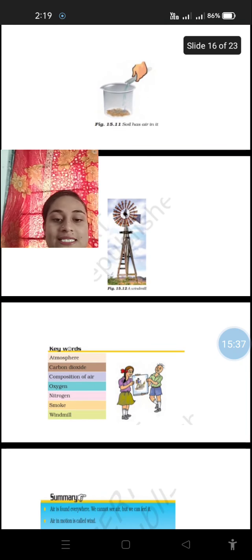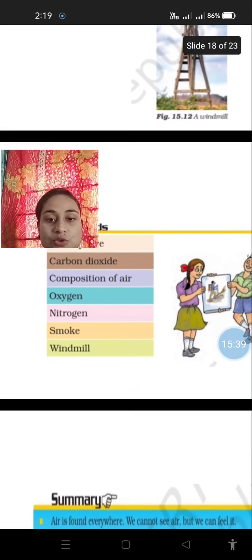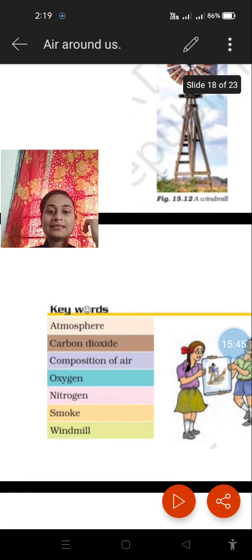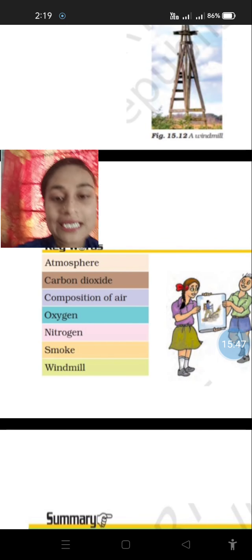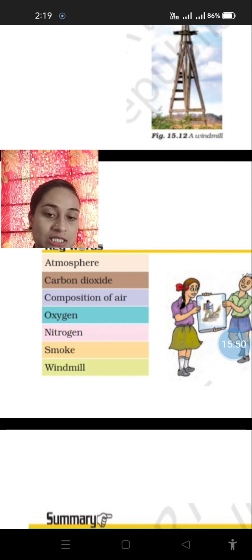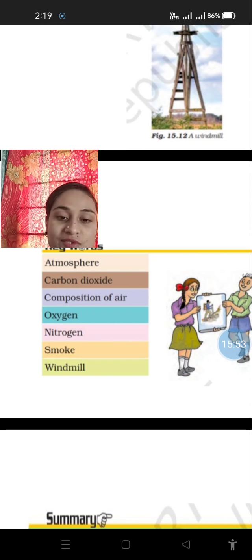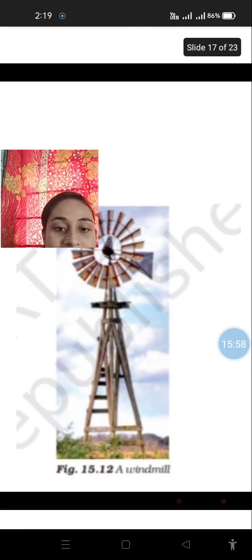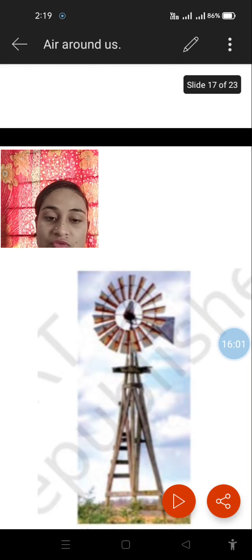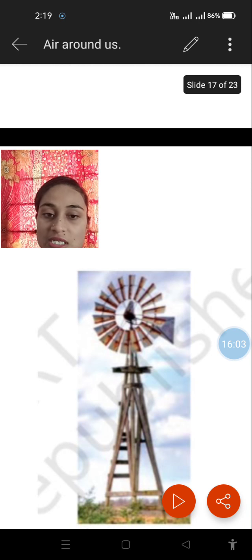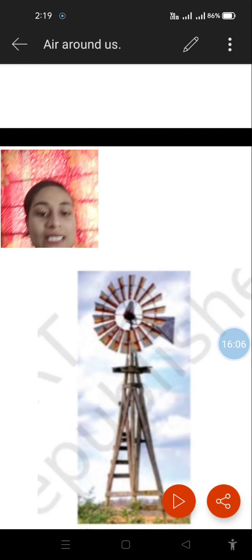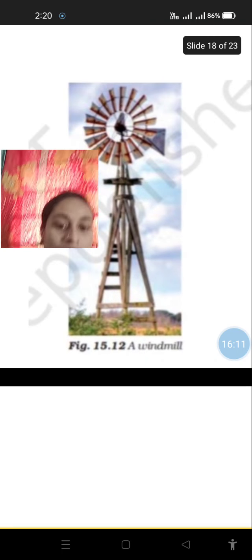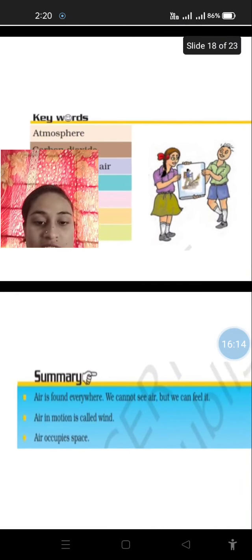Now from this, let's see what keywords we have learned today. Here the keywords: the very first was atmosphere, then carbon dioxide, after that composition of air, then oxygen, then nitrogen and smoke, and the last one, windmill, which we can see over here. A windmill runs only when the wind comes fast, and then it gets moved and turns in a circular form.